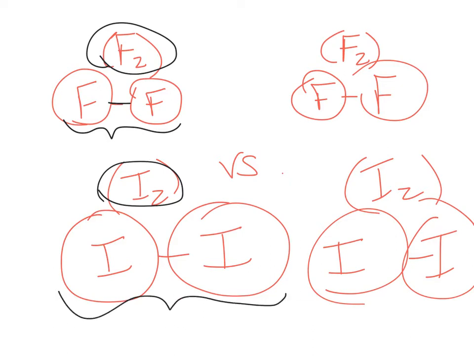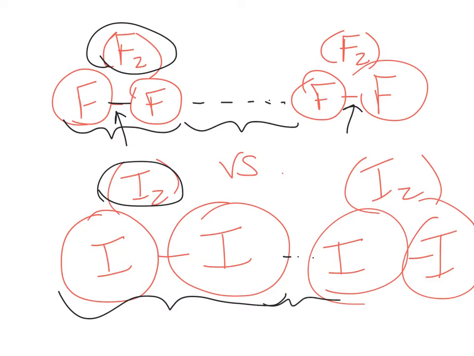Iodine is a much larger atom, so I drew them larger. Let's now talk about the intermolecular attractions between two fluorine molecules or two iodine molecules. Intermolecular attractions are usually drawn with a dotted line to show that they're not really full bonds like you see between atoms within a molecule. So let's compare the intermolecular attraction between two fluorine molecules and two iodine molecules.